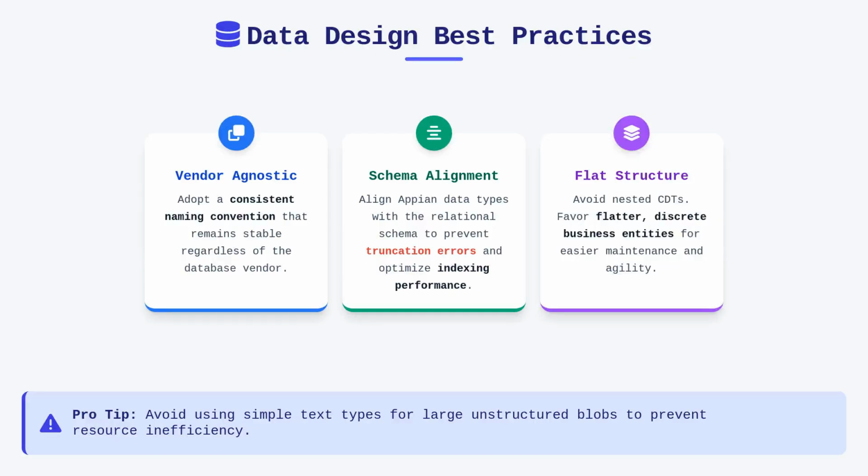Avoid the temptation to build overly complex or nested CDTs, as these can quickly become difficult to maintain and query. Instead, lean toward flatter, more manageable structures that represent discrete business entities. This simplicity ensures that your data layer remains agile as your business requirements evolve over time.